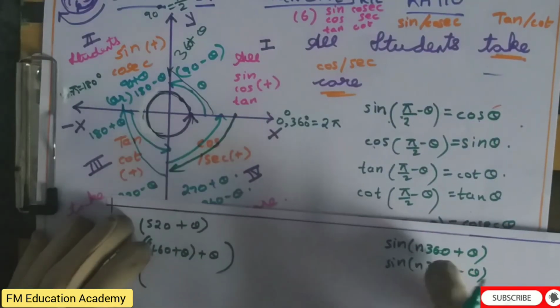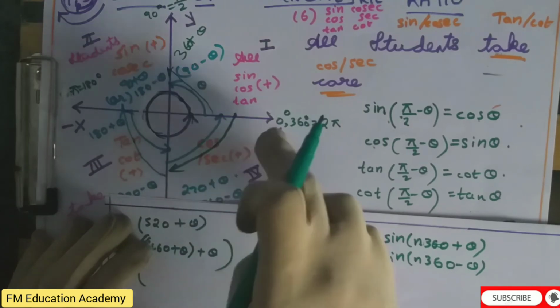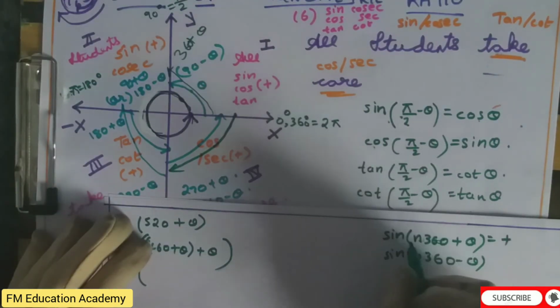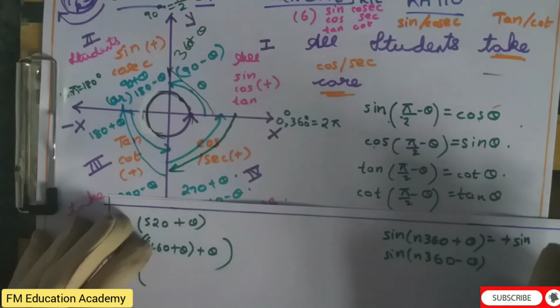Where is 360 plus theta? Because it is a multiple of 360, right? 360 plus theta means it is in the first quadrant, so it will be plus only. And what about this? This will be sine. 360 means it is not changing, so it will be sine theta only.